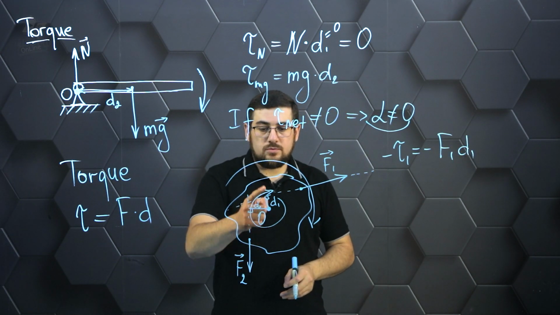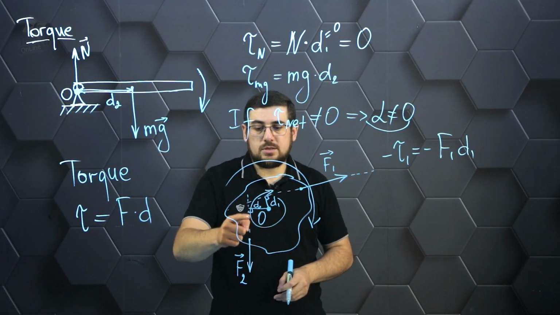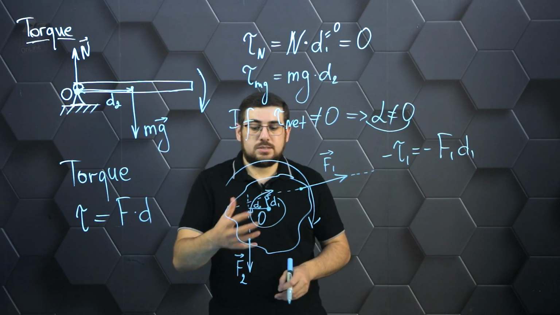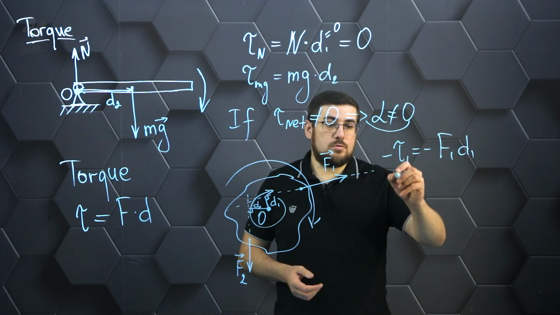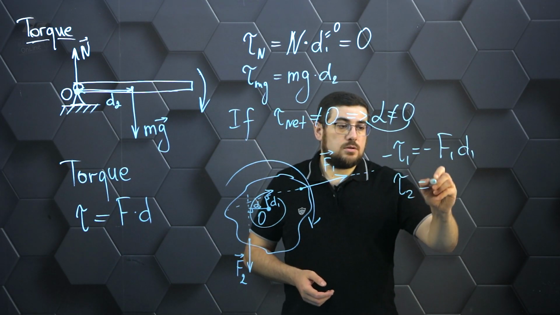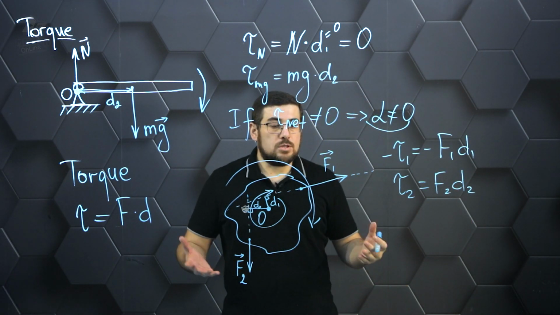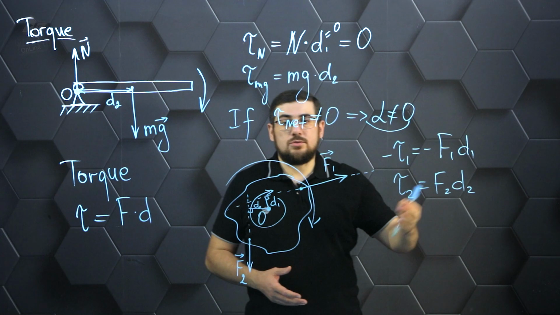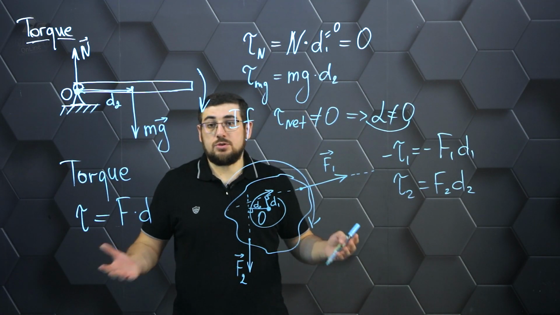And we look carefully at the force F2. That is, if we twist the clockwise arrow, we see that here we have the arrow going up and the force is acting down. So its moment is counterclockwise. So tau 2 is F2 times D2. Well, the resultant moment, respectively, will be the sum of these two moments. Again, depending on the situation, it may or may not be zero.